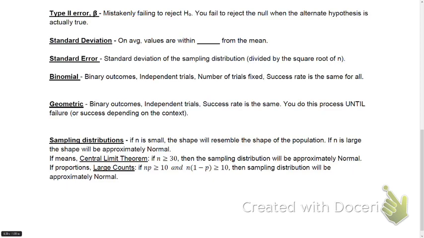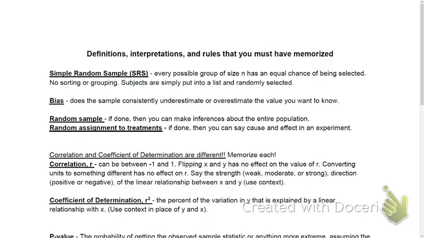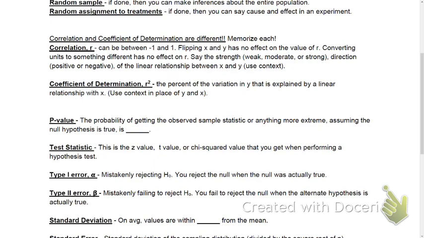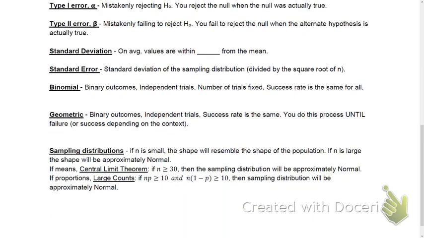Please understand, especially this first sentence is vital. If n is small, the shape of this distribution will look like the population. That means if the population was normal, the sampling distribution is normal. But if it's skewed or unknown, then you can't say it's normal. If n is large, it will be normal. All right, that's it. I would say this page alone will get you a load of points on the AP test.